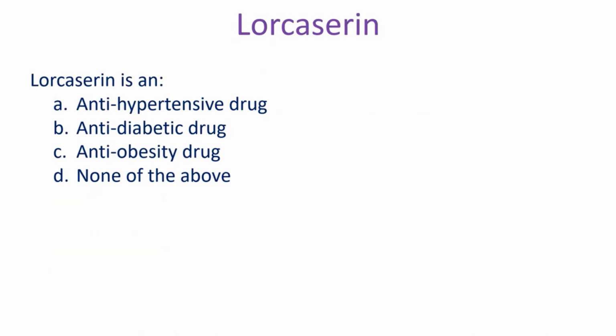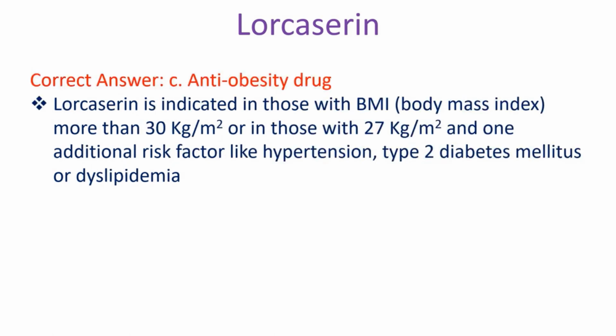Lorcaserin is an: A. Antihypertensive drug, B. Anti-diabetic drug, C. Anti-obesity drug, D. None of the above. Correct answer C. Anti-obesity drug. Lorcaserin is indicated in those with body mass index more than 30 kg per meter squared, or in those with 27 kg per meter squared and one additional risk factor like hypertension, type 2 diabetes mellitus or dyslipidemia.